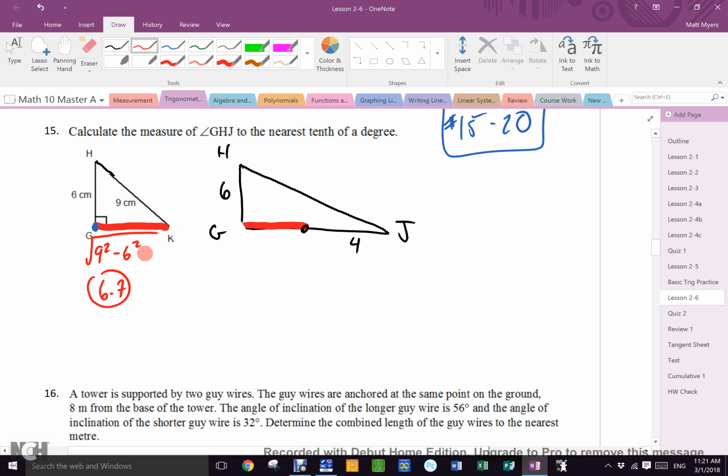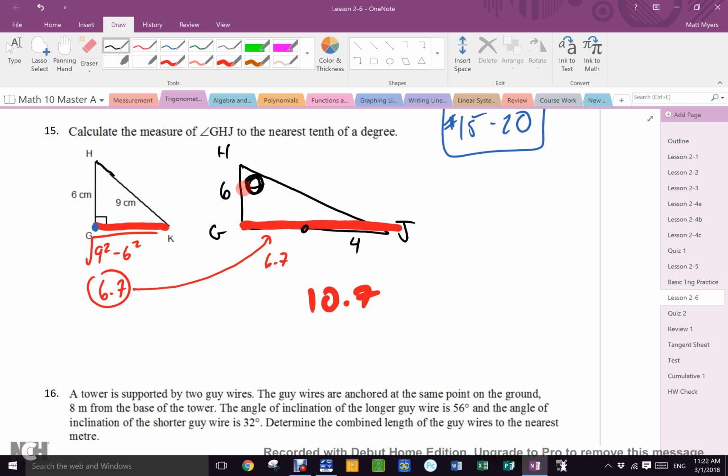So if this red line is 6.7, how long is that red line? 6.7, right? Everyone agree? Which means how long is the whole red line here? 10.7. Now, I needed GHJ, that theta, correct? Sooner or later it'll be correct. That's the theta I need, right?